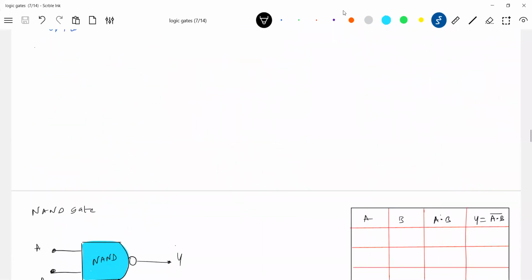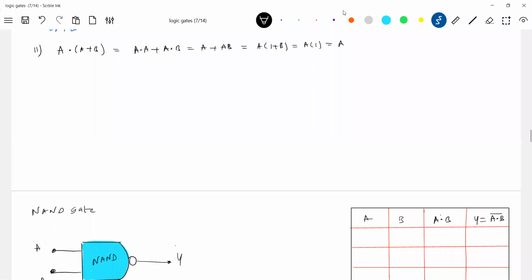Last few more. 11th one, A dot (A plus B). What should be the simplification of this? Shall I expand this? A dot A plus A dot B. You know A dot A is A, and A dot B, you can write it in short as AB only. So now you take A common, 1 plus B. And anything 1 plus B should be equal to 1 only. So finally it is A. So A dot (A plus B) will be A only.